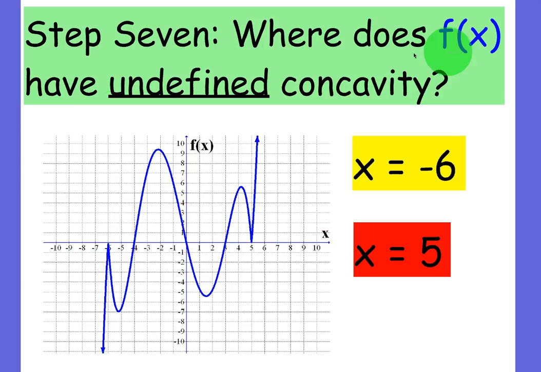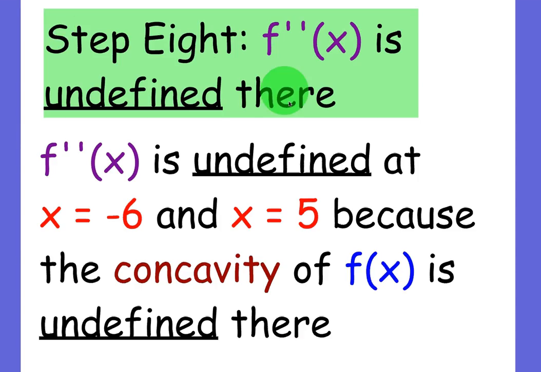Okay, step 7, where does f of x have undefined concavity? That's at -6 and 5, simply because the tangent line doesn't exist. If it has undefined concavity, then f double prime of x is undefined there, since f double prime of x is largely the concavity of the original graph. So f double prime of x is undefined at x equals -6 and x equals 5 because the concavity of f of x is undefined there.